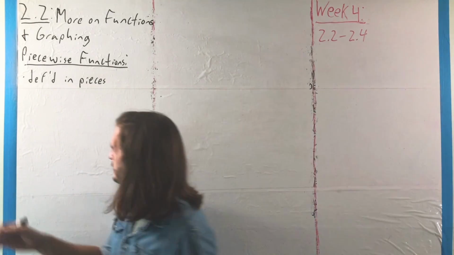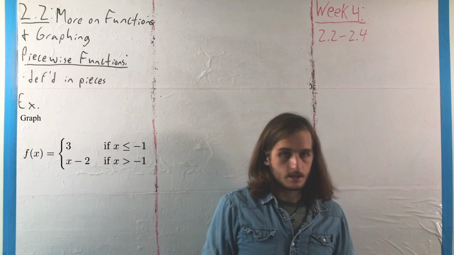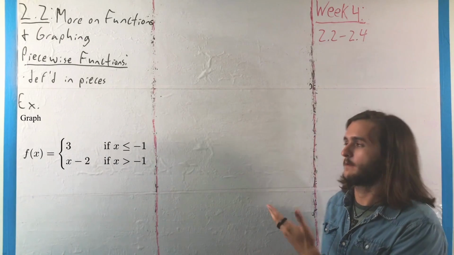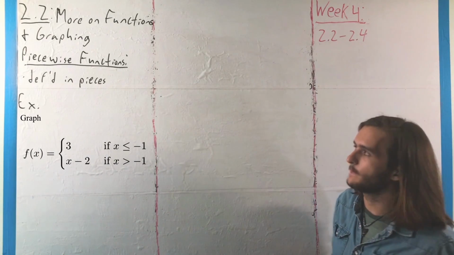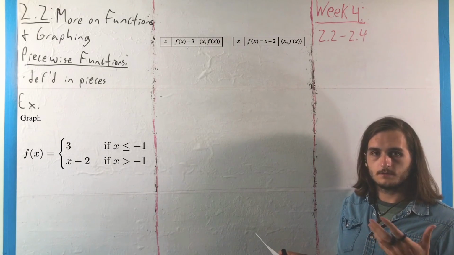So for this example, we want to graph the piecewise defined function 3 for x less than or equal to 1 and x minus 2 for x strictly larger than 1. And to do this, to do anything we want in terms of defining and describing the behavior of a piecewise defined function, we need to start by thinking about what happens on each section.